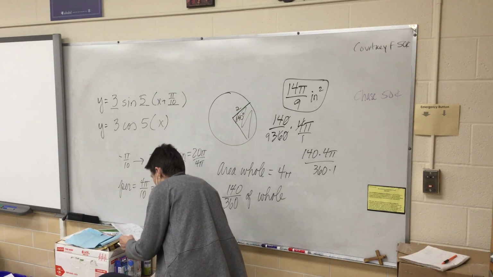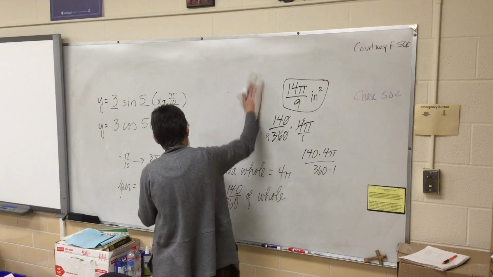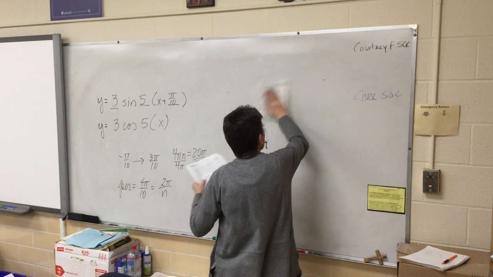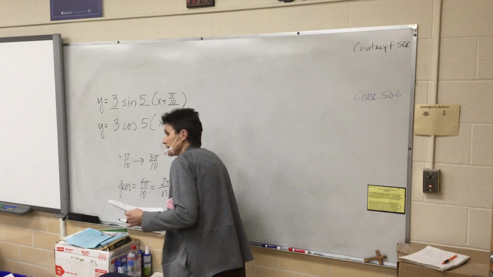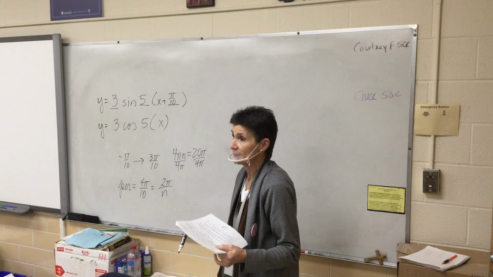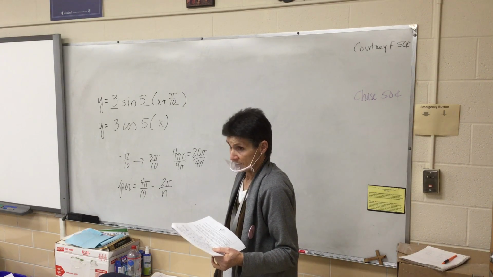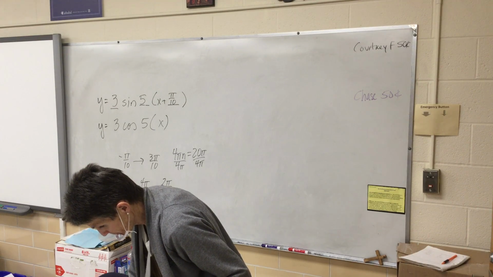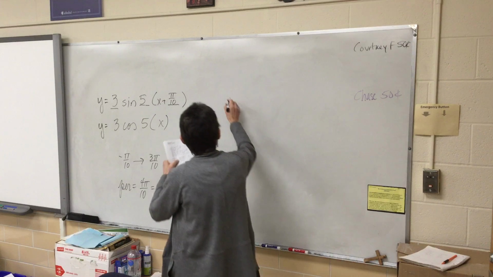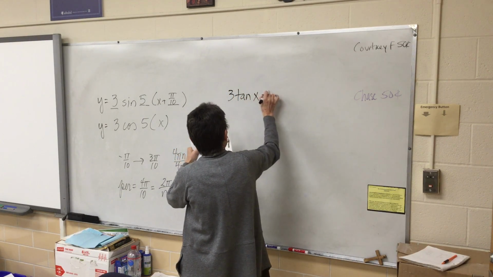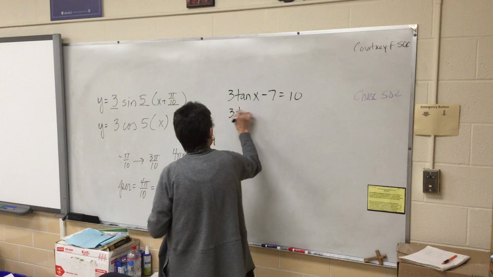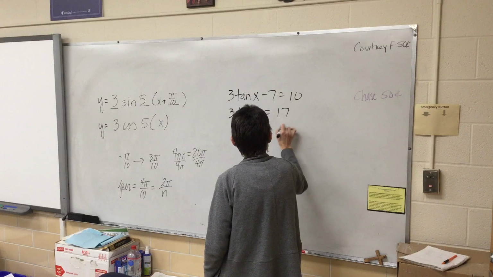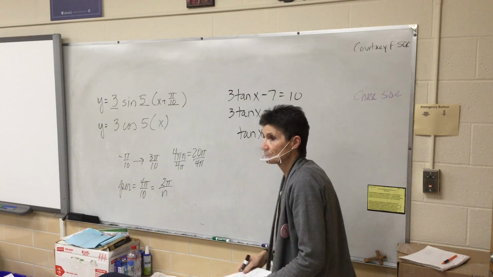Okay, number 7 is a calculator question. We're going to need our calculator. Notice that the domain we've been given is 0 to 360, which means I'm going to have my calculator set in degrees, right? So I'm going to check that right now. I'm good. Okay. So I'm solving the equation 3 tan minus 7 equals 10. So 3 tan equals 17, and tangent equals 17/3. Would everybody agree with that?